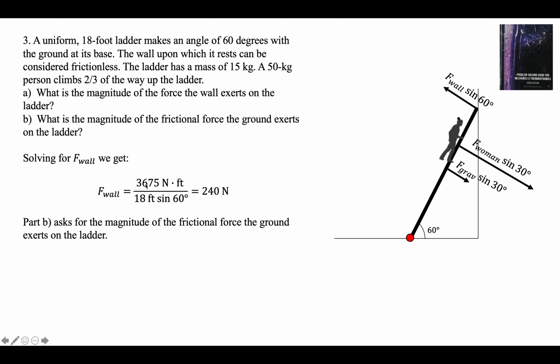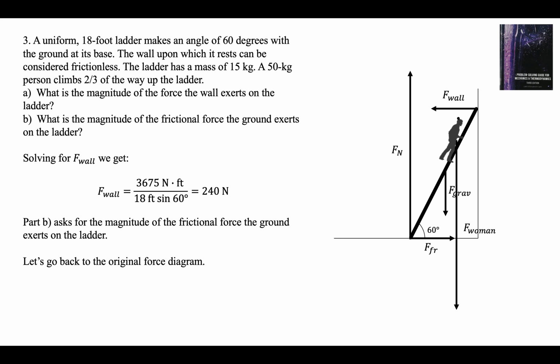There it is. Part B asks for the magnitude of the frictional force the ground exerts on the ladder. So let's go back to the original force diagram, and we can stare at it and think. Do you want to take torques about the point where the ladder contacts the wall? Do you want to take torques about the center of gravity? What do you want to do? Or you can just stare at it and think. Look at it.